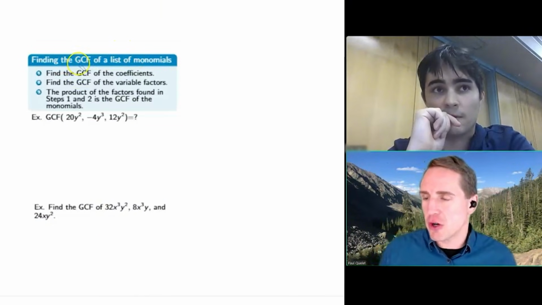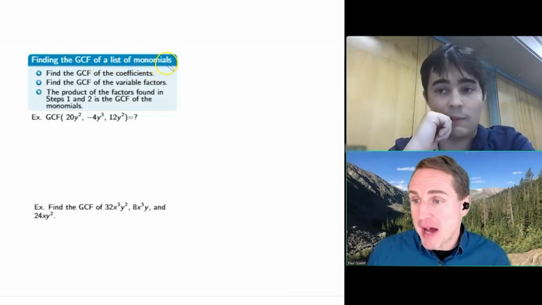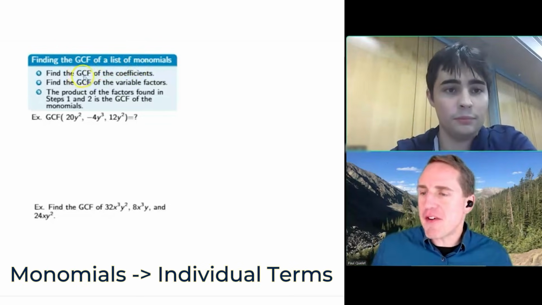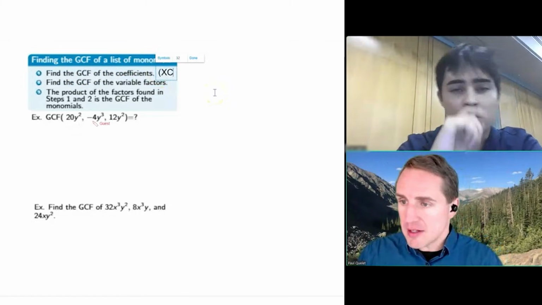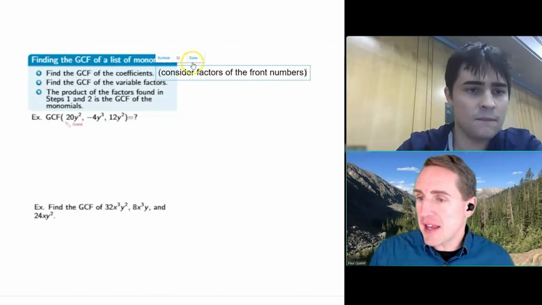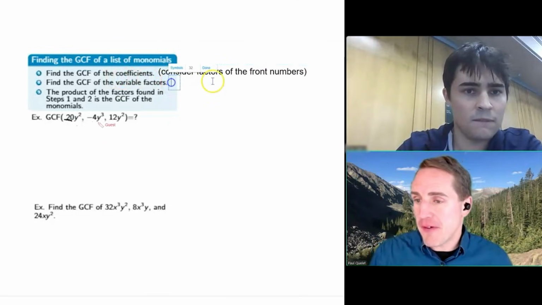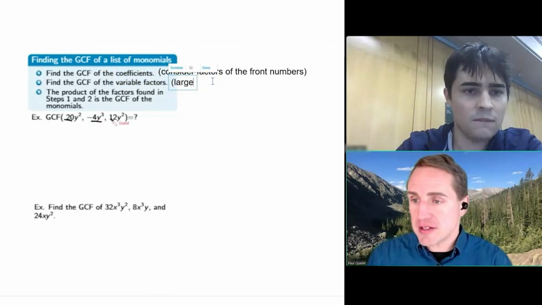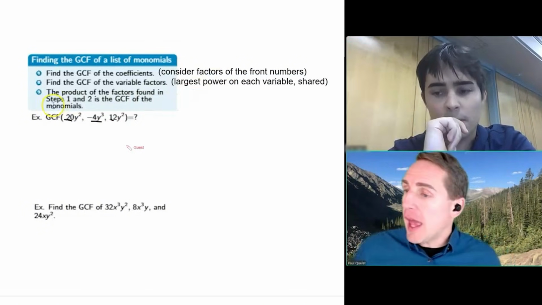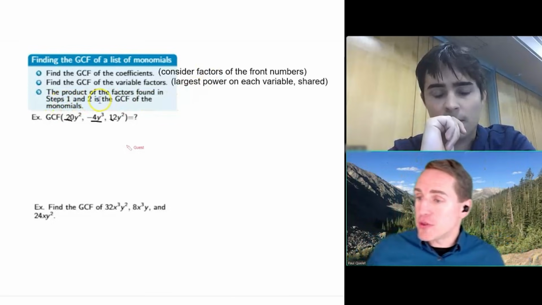Here's something to think about in terms of finding the GCF of a list of monomials. So monomials, individual terms. Find the GCF of the coefficients. So this is consider factors of the front numbers. And then find the GCF of the variable factors. So that's the largest power on each variable. Remember, the key word is shared, right? And then the product of those is the GCF.